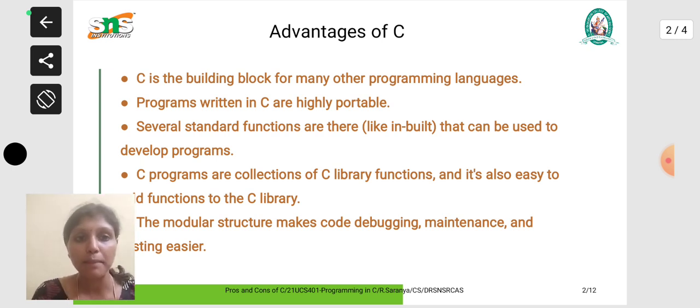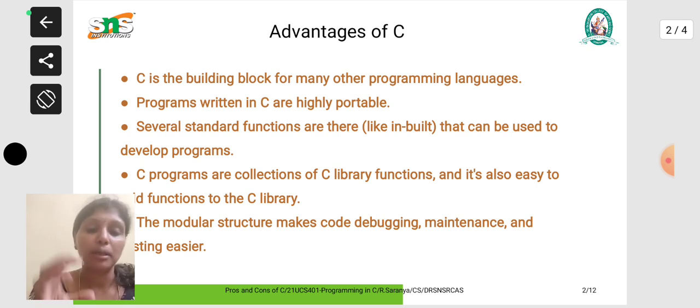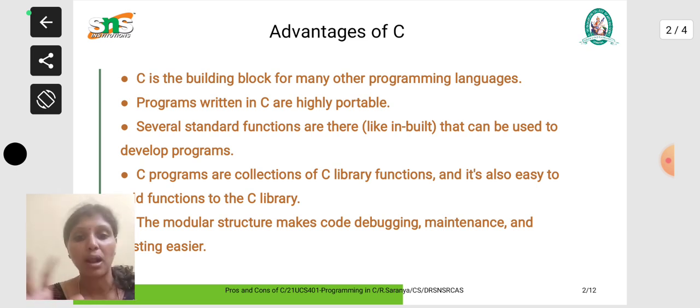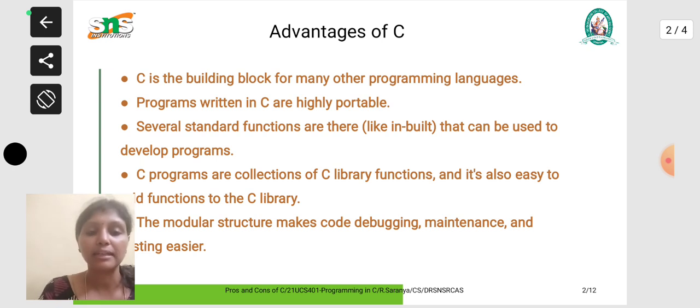As well as, programs written in C are highly portable. We used to call it a portable language. C is a portable language. At the same time, several standard functions are there that can be used in developing programs in an easy and efficient way. That's what we used to call many built-in functions available in library functions that we can use. So that is a major advantage in C programming.